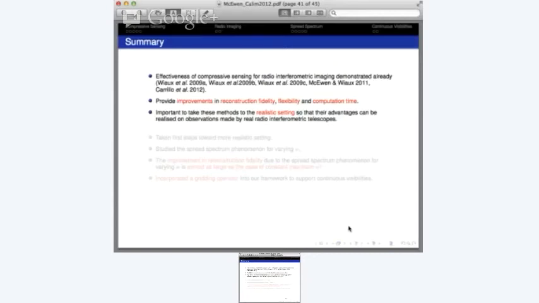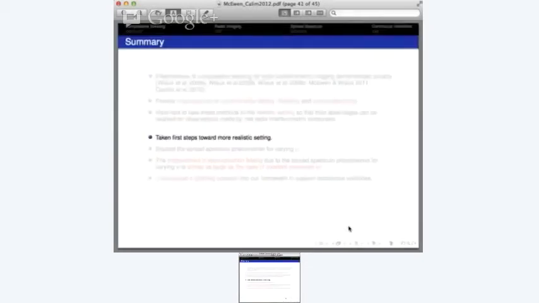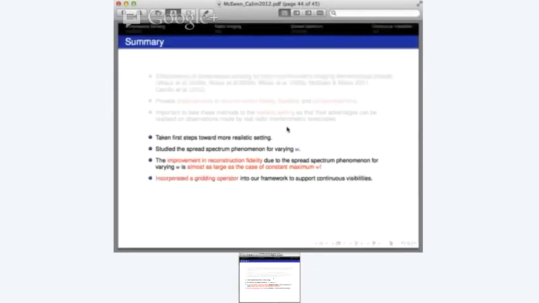But really, we now need to go a bit closer to the realistic setting. We've made the first steps to do this, and now we're looking at spread spectrum with varying W, and it's very interesting to see that, in fact, you don't have to have this large maximum W. So long as sometimes your W reaches a maximum, it makes a very large improvement to the reconstruction quality. And we've incorporated a gridding operator into our framework. But nevertheless, everything is still very idealized.